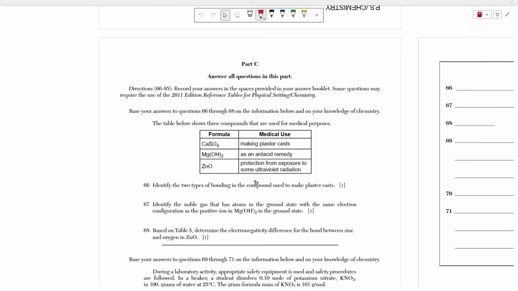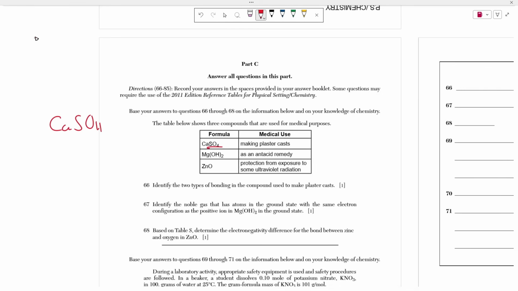at home. That being said, we're going to go ahead and start off with number 66, which asks us to identify the two types of bonding in the compound used to make plaster casts. So over here we have the medical use and here we have the formula. So the compound that's used to make plaster casts is CaSO4. So CaSO4. What types of bonds are happening in the CaSO4 molecule?